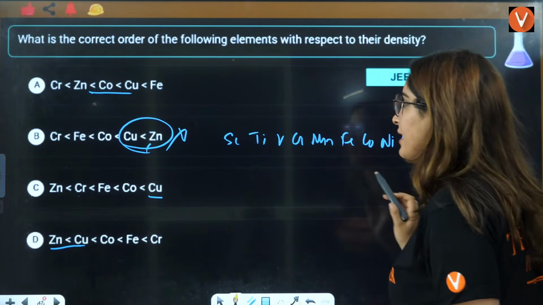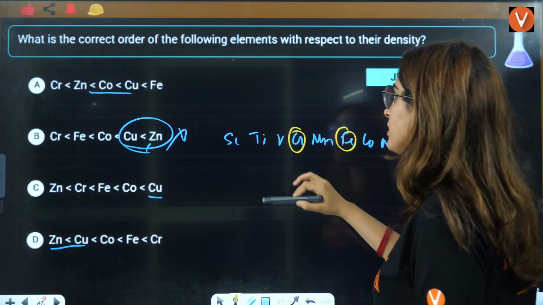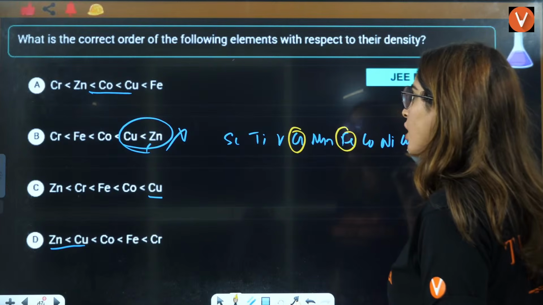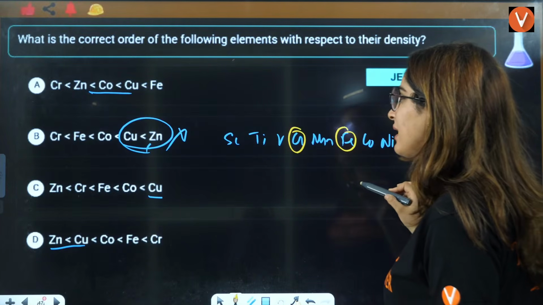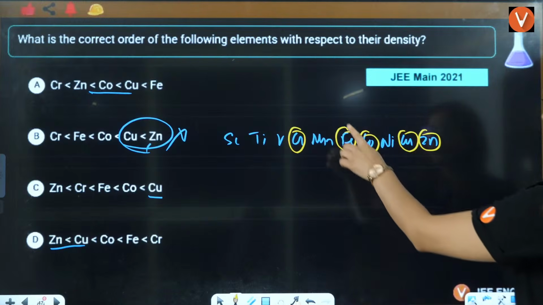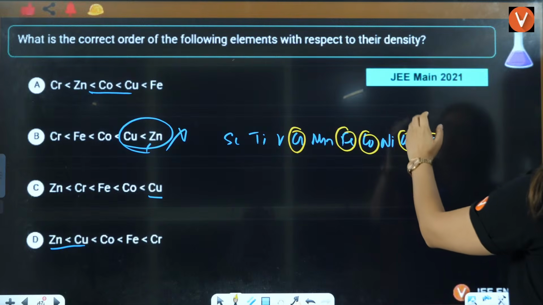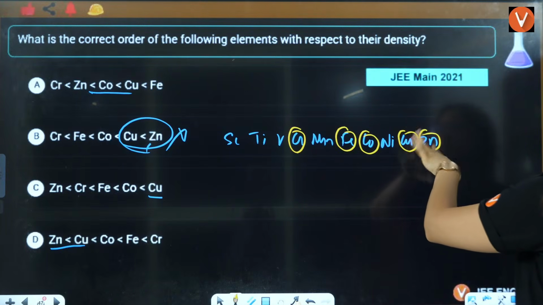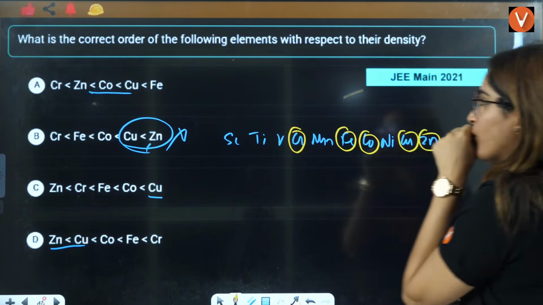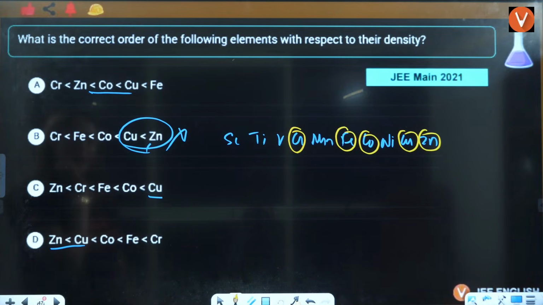Where is iron? Iron is over here, right? Where is chromium? Chromium is here. Where is zinc? Zinc is here. Copper is here. Then you have cobalt here, right? So now if you see, it should be chromium, iron, cobalt, then copper, then zinc is less, okay? Chromium, iron, cobalt, copper, it's not so less, okay?